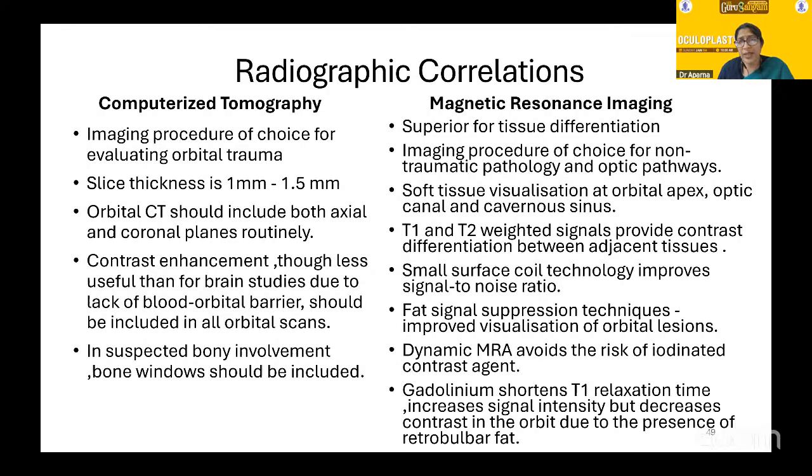In magnetic resonance imaging, it is superior for tissue differentiation. It is the imaging procedure of choice for non-traumatic pathology and optic pathways, and the soft tissue visualization at the orbital apex, optic canal, and cavernous sinus is much better. T1 and T2 weighted signals provide contrast differentiation between adjacent tissues. Small surface coil technology improves signal to noise ratio. Now we have fat signal suppression techniques which improve visualization of the orbital lesions. Dynamic MRI avoids the risk of iodinated contrast agent, and then you use gadolinium, which shortens the T1 relaxation time and increases the signal intensity.